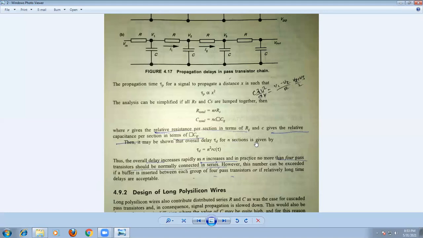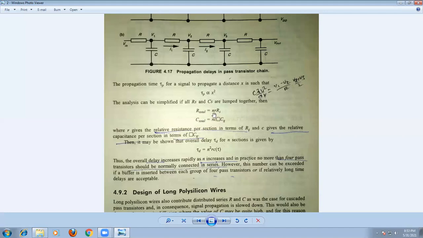equals to, so what is the total overall delay of the network? There is nothing but delay that depends upon the R and C. The product of R and C is called the time constant here. So delay is nothing but time constant, you can say. So tau d is equal to R total into C total.